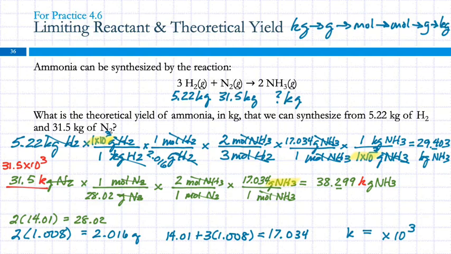So, all that aside, what's the theoretical yield? 29.4. Yeah, it's the 29. It's the smaller of the numbers. So the theoretical yield is equal to 29.4 kilograms of NH3.